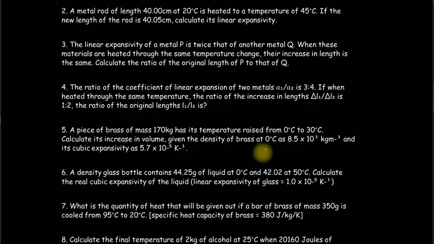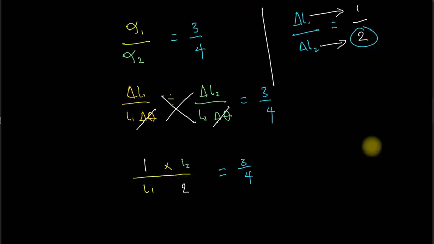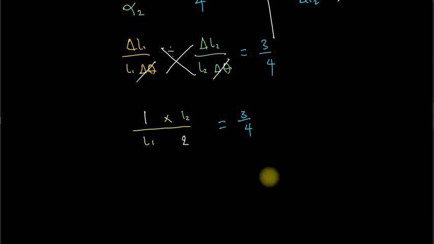So if I remember the question very well, let's look at it. They said the ratio of the original length L1 over L2 is what? So we're looking for L1 over L2. We just have to simplify. 1 times L2 is L2 over L1 times 2 is 2L1, right? Is equals to 3 over 4.